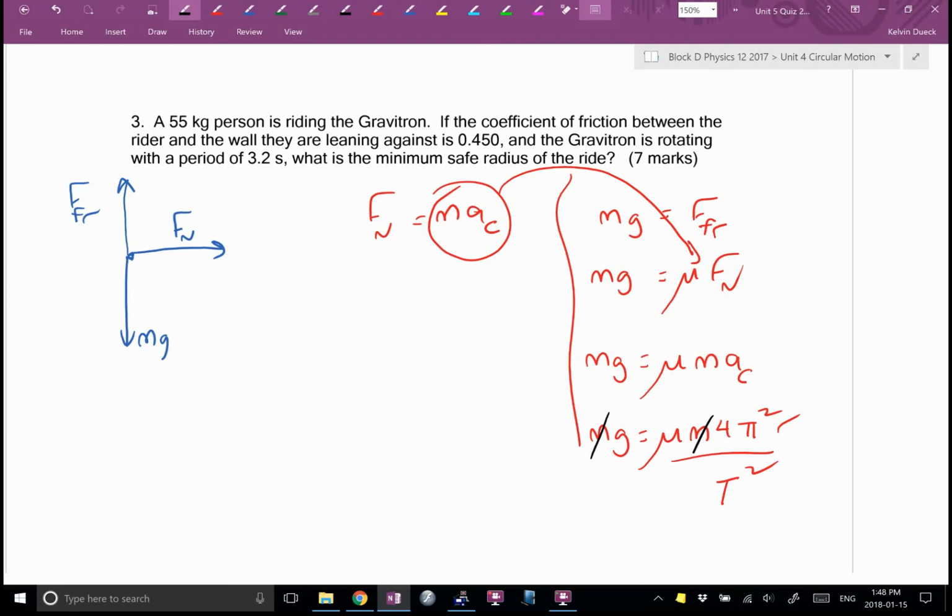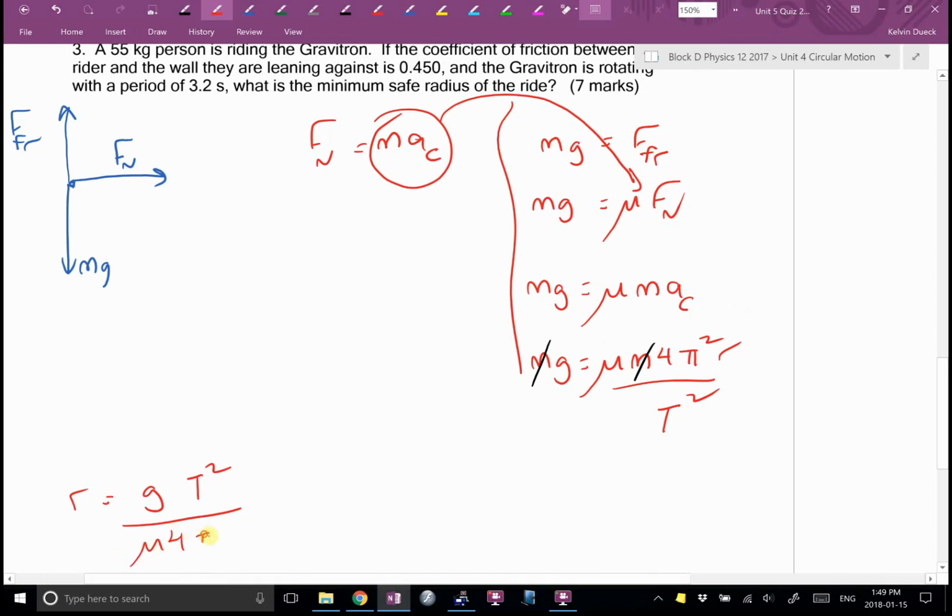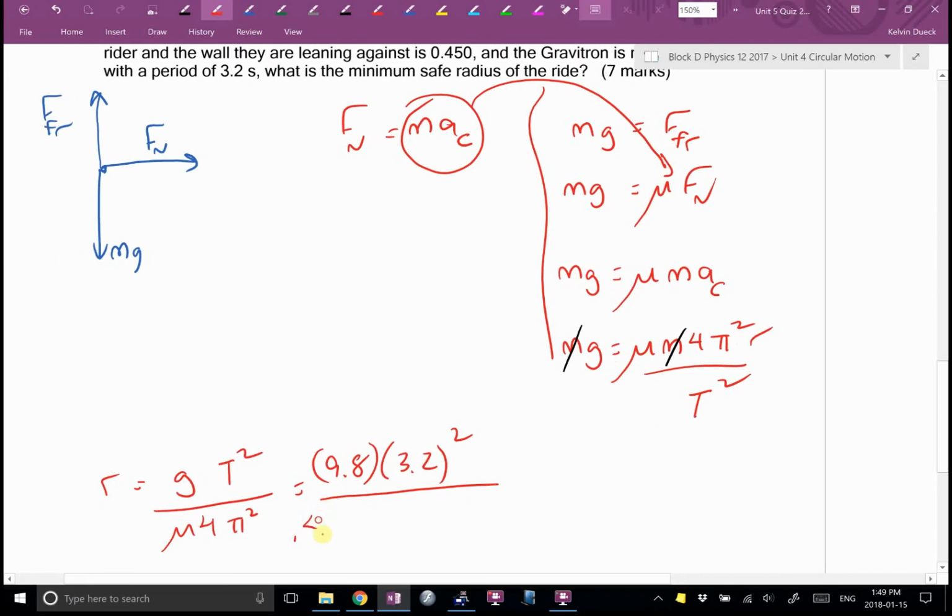What are they asking me to find here? Oh, R times T squared divided by mu 4 pi squared, I think. R is going to be g T squared divided by mu 4 pi squared. 9.8 times 3.2 squared divided by 0.45 times 4 pi squared. Why did I say minimum safe radius?